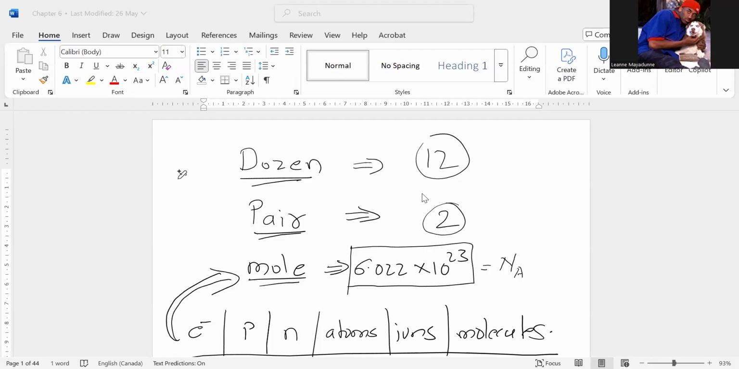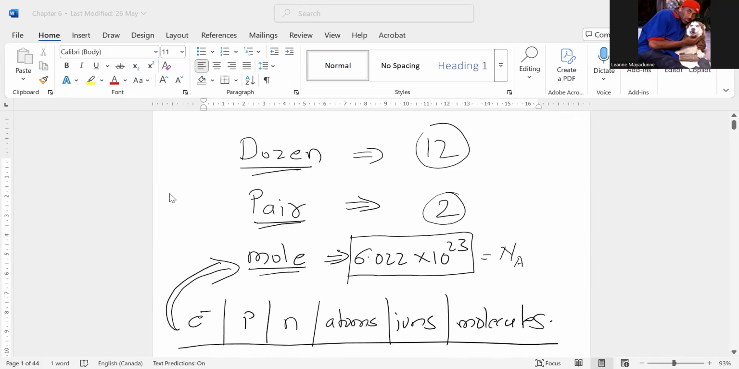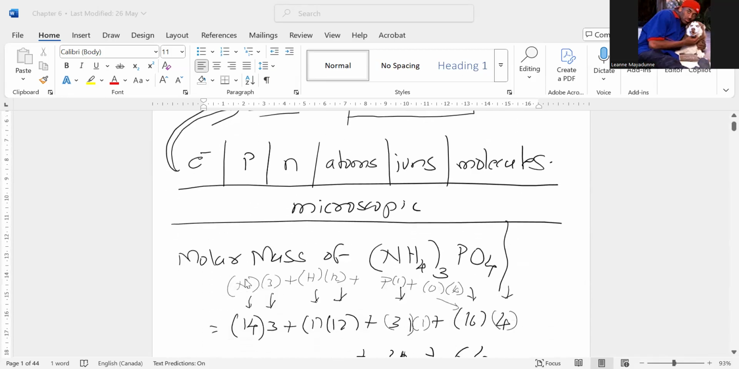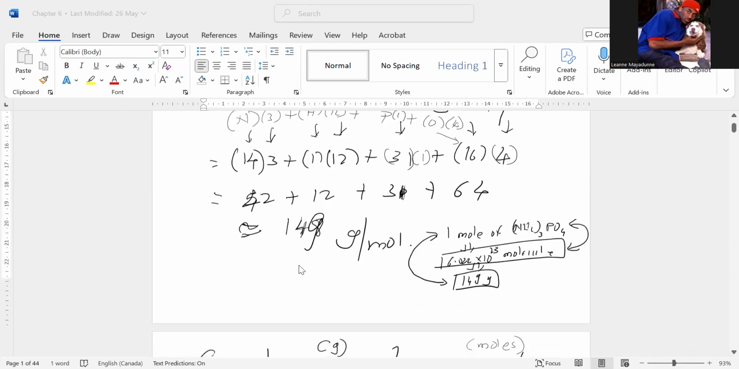Okay, Leanne. So let us welcome to, I believe, the eighth class. We are just revising the stuff that we did in the last class. So we covered what exactly is dozen, pair, mole, and I told you that it is a unit applicable to microscopic entities. We understood how the molar mass is calculated, right?